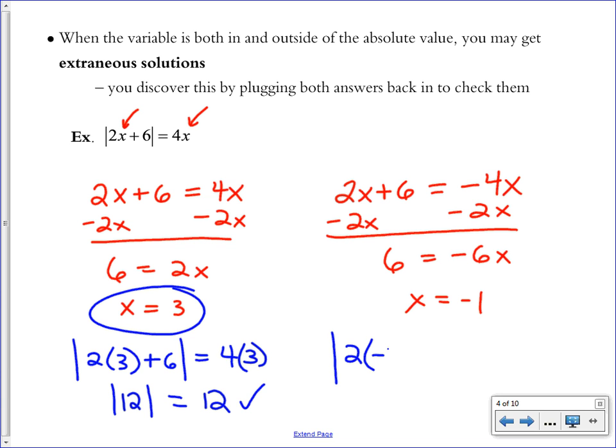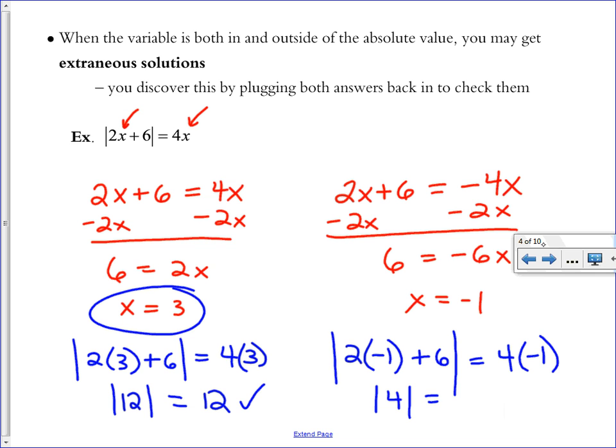Again, back to the original equation, plug in the second solution that you got, which was negative 1. 2 times negative 1 is negative 2. Negative 2 plus 6 is 4. Equals, and simplifying the right side of the equation here, we have a 4 times the negative 1, which is negative 4. Does the absolute value of 4 equal negative 4? Absolutely not. And so this is an extraneous solution.